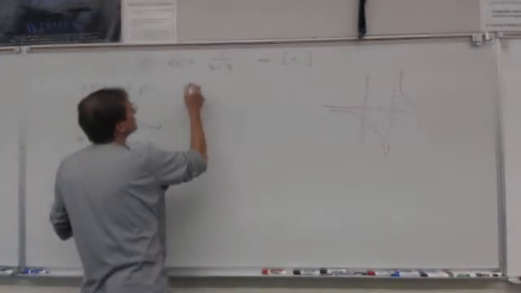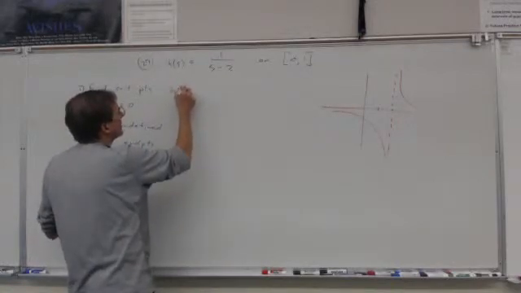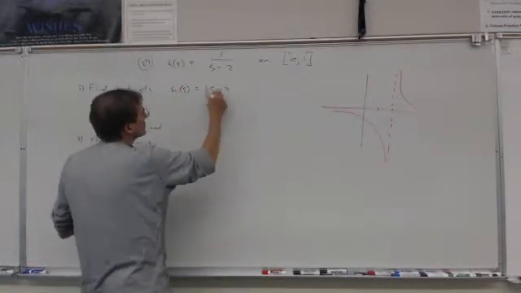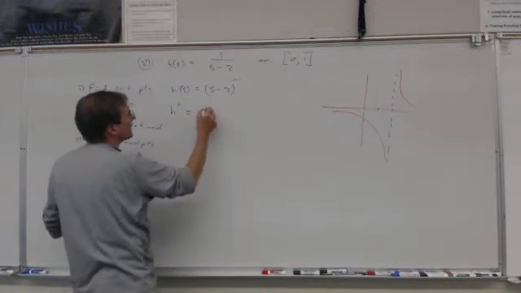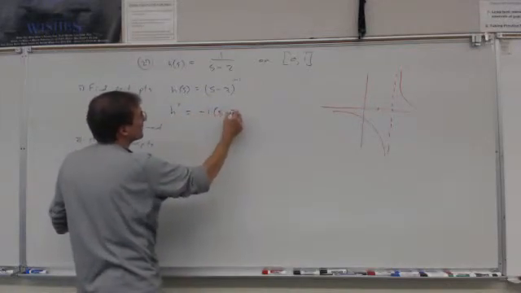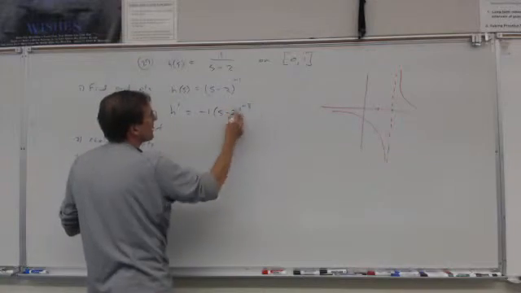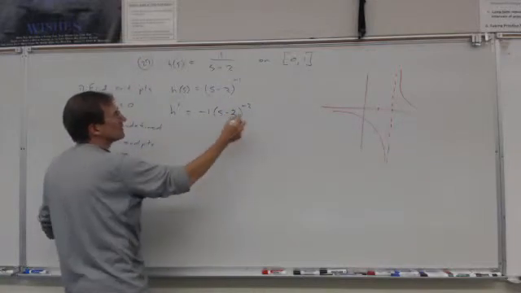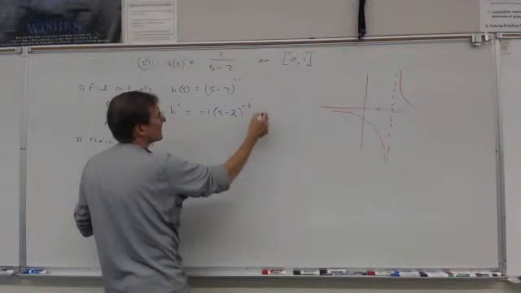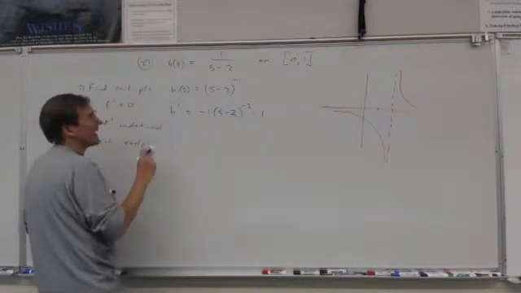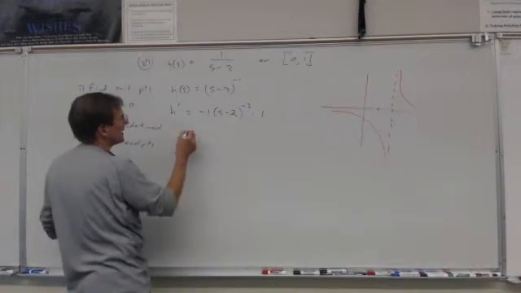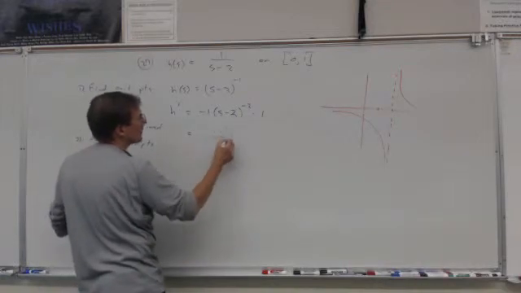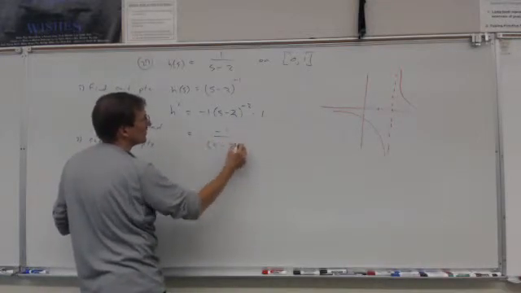So this is h of s equals s minus 2 to the negative 1 power. So h prime is going to be negative 1 times s minus 2 to the negative 2 power. And then the chain rule, the derivative of the inside is just 1, since it's with respect to s, and the derivative of s is just 1. So h prime is going to be negative 1 over s minus 2 squared.